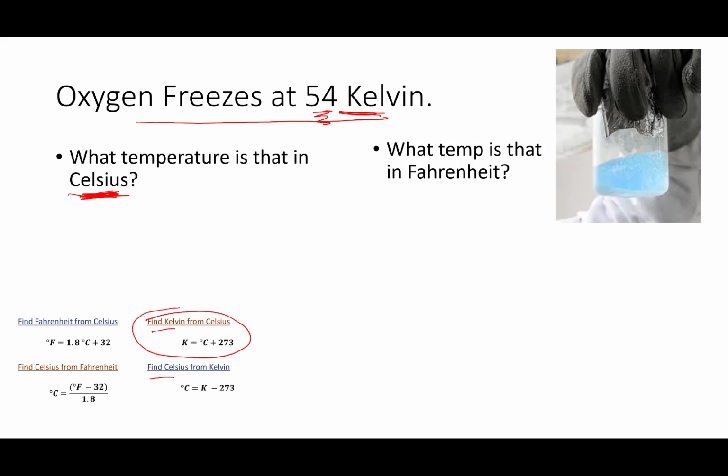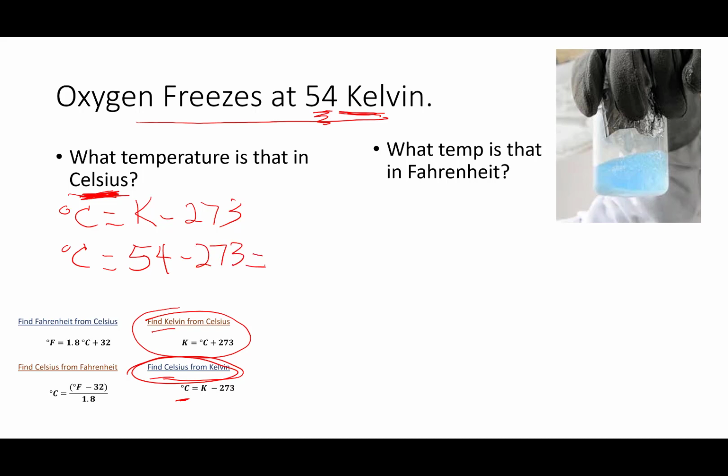We want to know Celsius. Oh no, see, that's why you've got to take a moment and make sure you're doing this right. I want to find Celsius from Kelvin. So degrees Celsius equals Kelvin minus 273. So that's going to be 54 minus 273. And the answer is going to be minus 219. Whoops, wrote it wrong. Minus 219 degrees Celsius. Always label what you've got. Now that is below the temperature at which water freezes. That's why it's a negative.